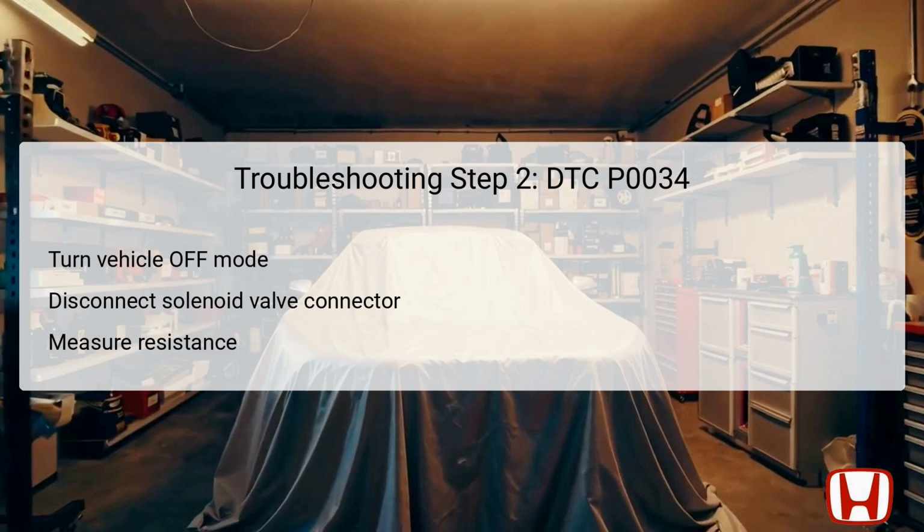Following the preliminary checks, the next step requires turning the vehicle to the off or lock mode to ensure safety during testing. Once in this state, disconnect the 2P connector of the turbocharger bypass control solenoid valve. With the connector safely removed, use a multimeter to measure the resistance across the designated test points. Specifically, measure between the two male terminals of the solenoid valve side connector. The acceptable resistance range is between 30 to 34 ohms at room temperature. If the measured resistance is within this range, it suggests that the solenoid valve is functioning correctly, and you can proceed to the next troubleshooting step.